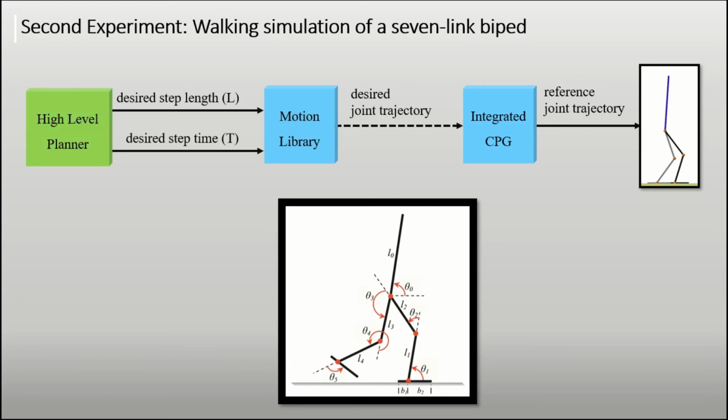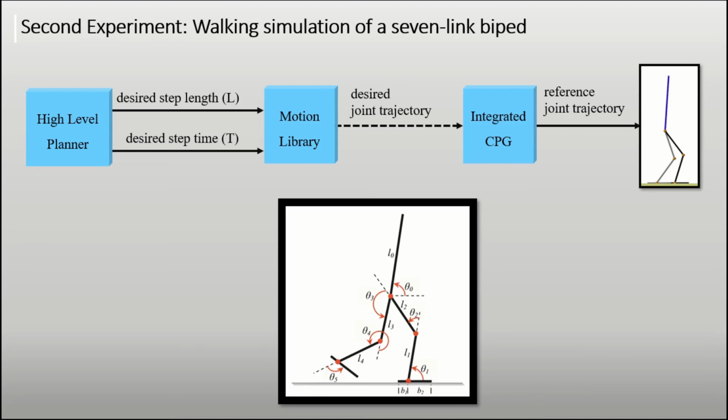In the experiment, a high-level planner, which is a simple logic, chooses a set of desired step lengths and step times. We read the corresponding desired joint trajectory from the motion library, and then the CPG generates the reference joint trajectory. The reference joint trajectory is followed by the robot joint controller.